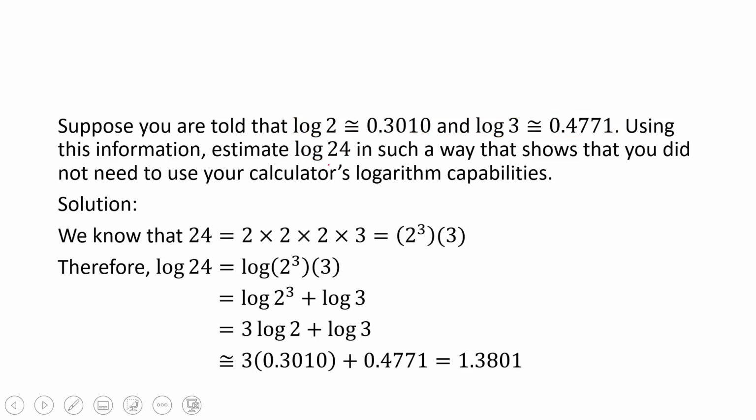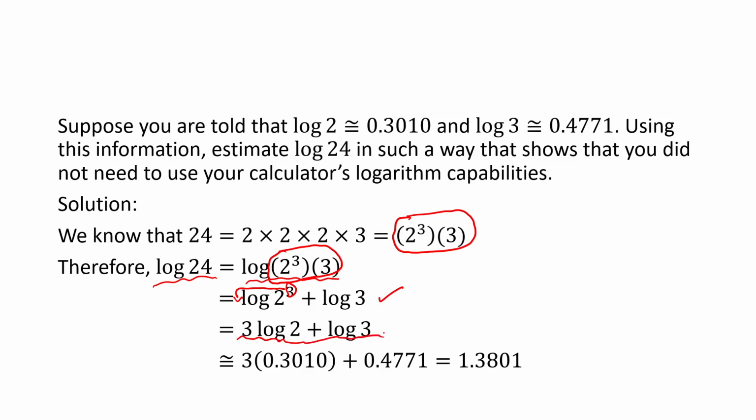Well, this is how people used to do it in the old days before there were calculators. They had what were called log tables. Well, to do this, what you do is you say 24 is equal to 2 times 2 times 2 times 3, which is 2 cubed times 3. So the log of 24 is the same as the log of 2 cubed times 3. Well, we have a product here, so we can say the log of 2 cubed plus the log of 3. And then we can take this exponent 3 and put it in front. So we've got 3 log 2 plus log 3.